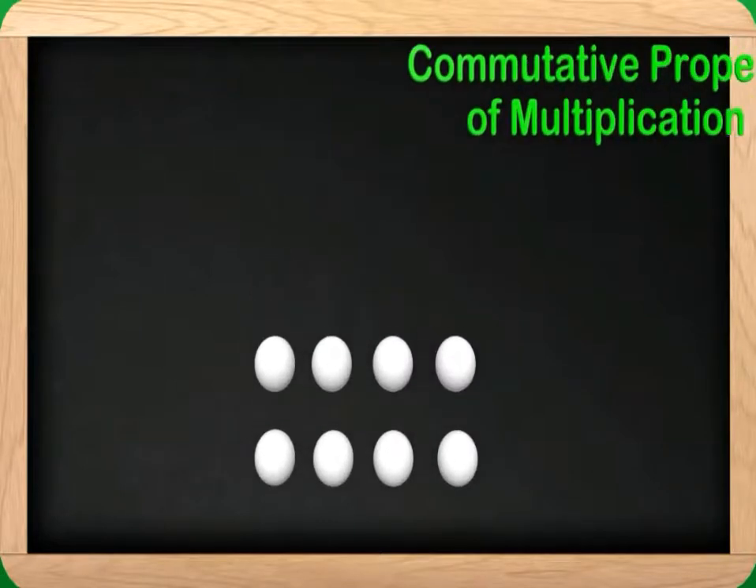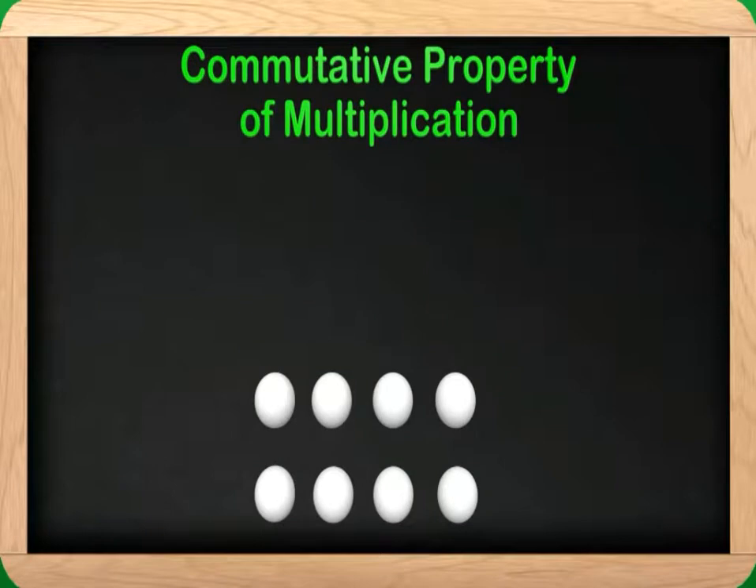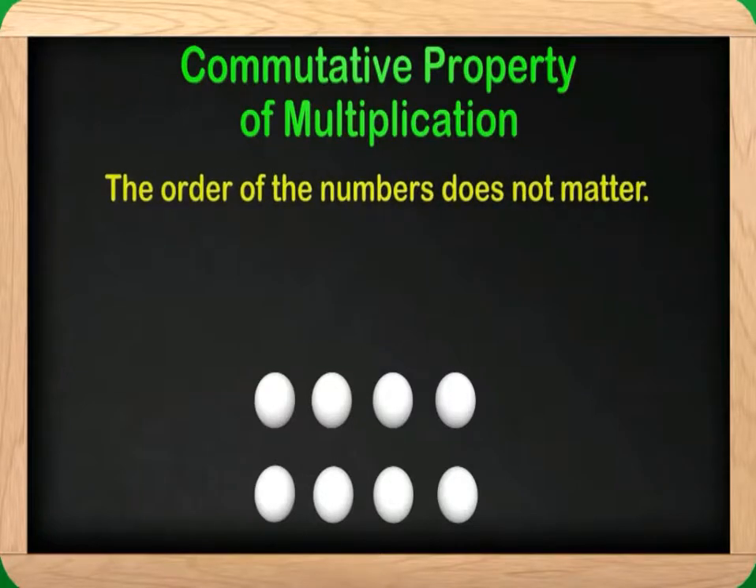This is like a rule in math. Can you say this with me? Commutative property of multiplication. Great job. Now here is the definition. Commutative property of multiplication says the order of the numbers does not matter.